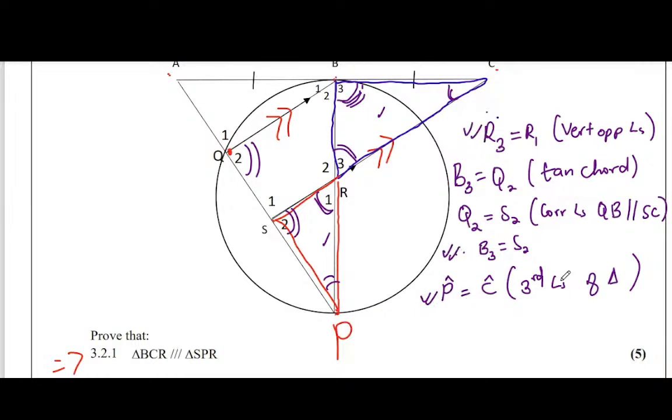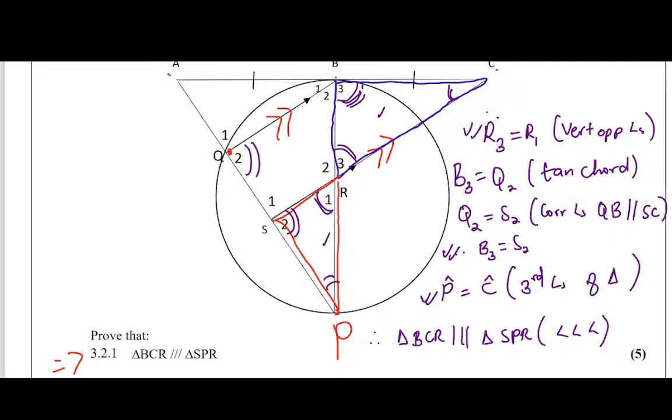So for as long as those three facts have been identified, then we can draw the conclusion that therefore triangle BCR is similar to triangle SPR. Reason: we were focusing on the angles only. Angle, angle, angle. So that's how the 5 marks would be obtained.